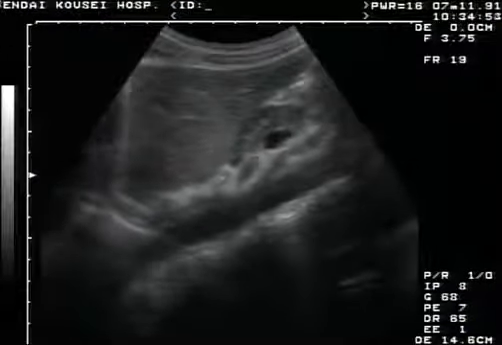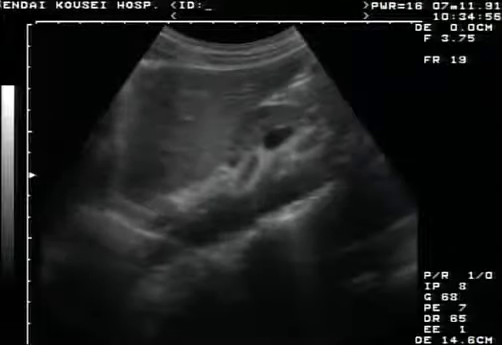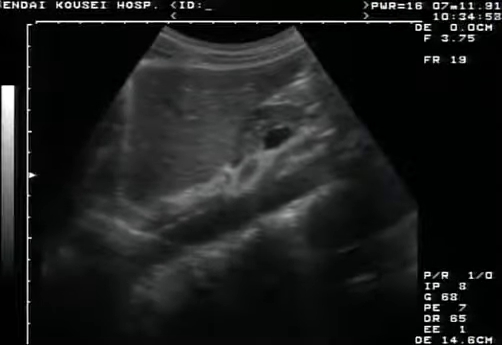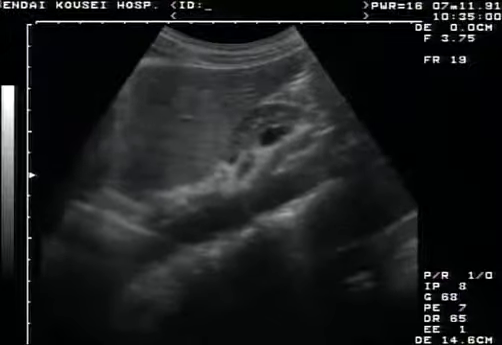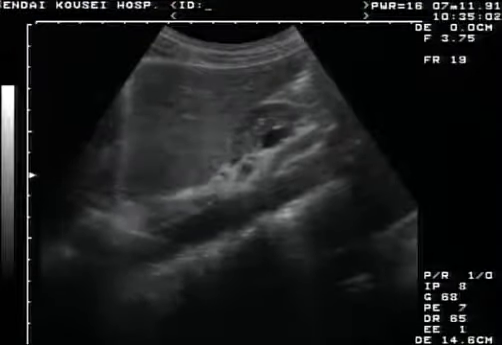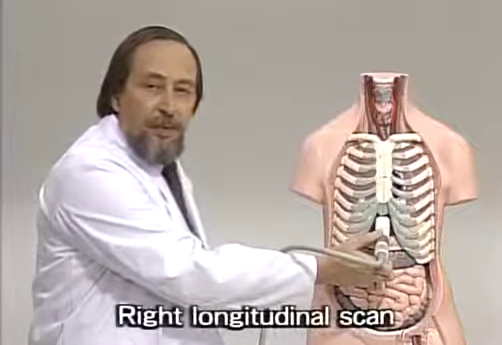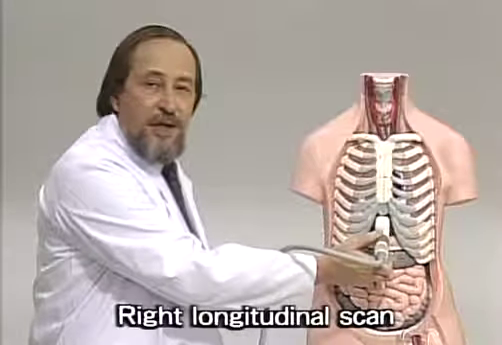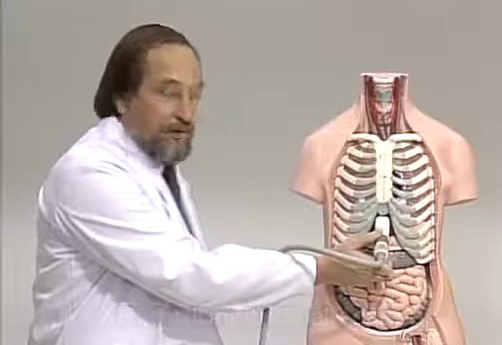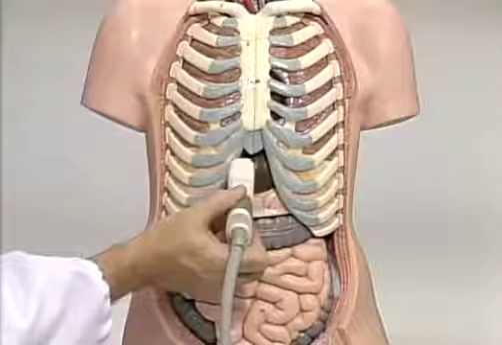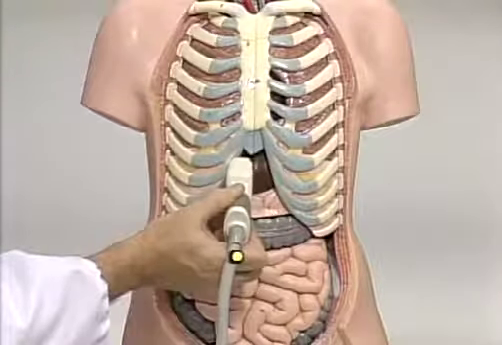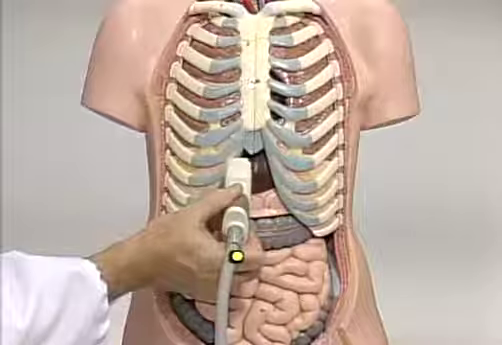Observe the size of the body of the pancreas, location and dilatation of the pancreatic duct, thickening of the gastric wall, and enlarged lymph nodes around the stomach. Move the probe from the median line slightly leftward in parallel. Then we can see the head and uncinate part of the pancreas.